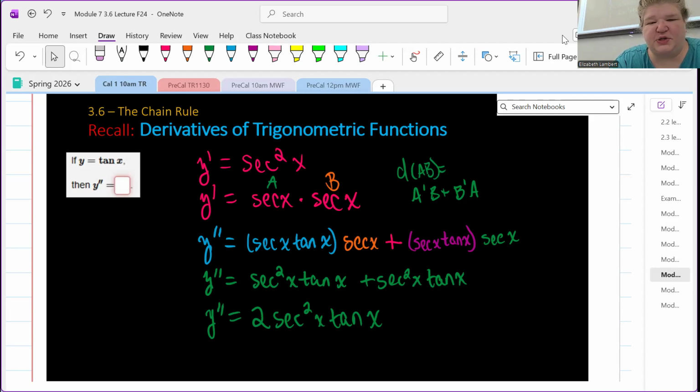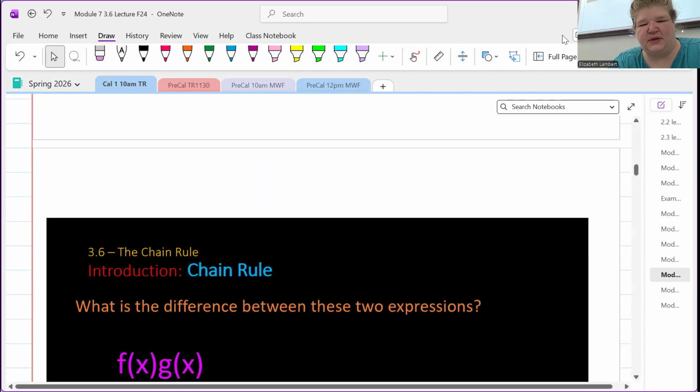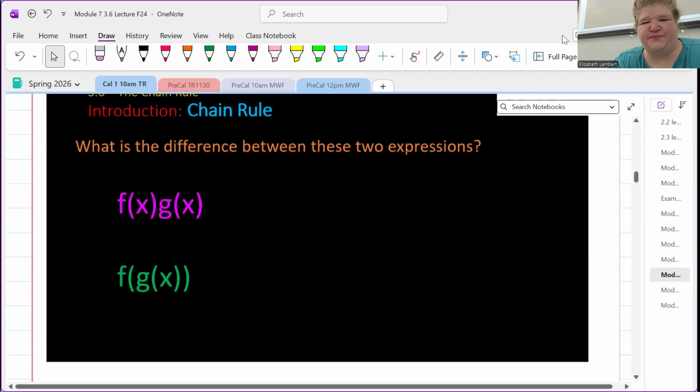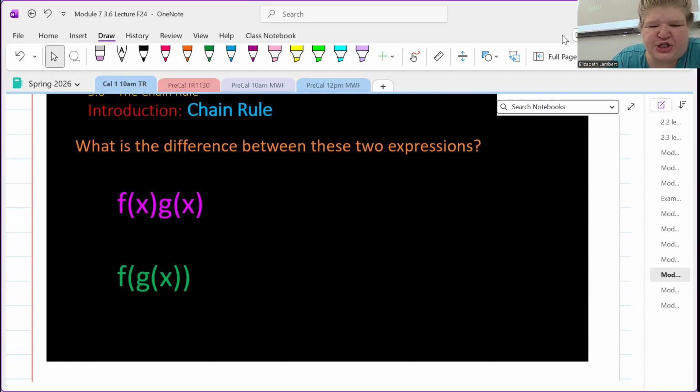So it is possible to work like this. Now, let's talk about the chain rule. So we got 2 different expressions here. f of x smushed onto g of x, and then f open parentheses g of x. So what's different between these two?